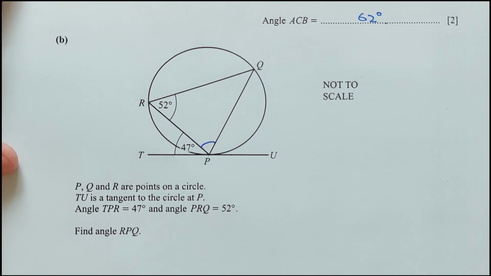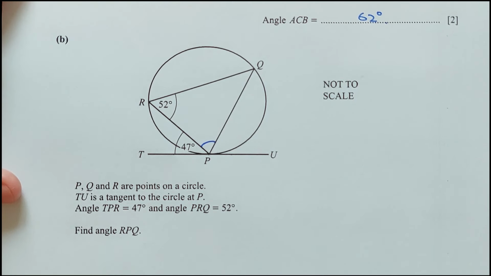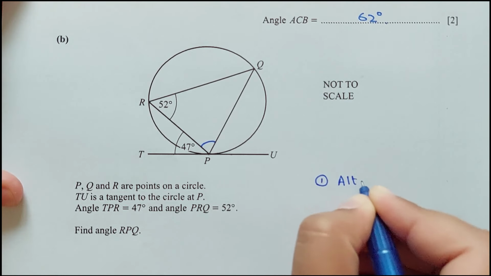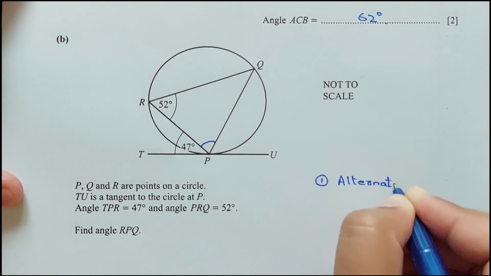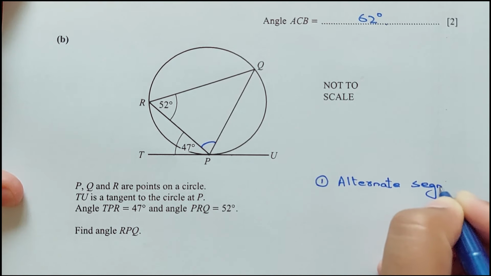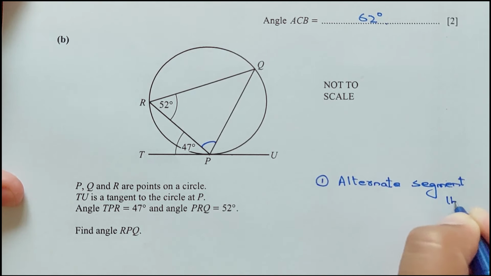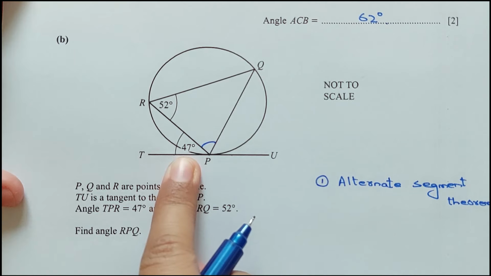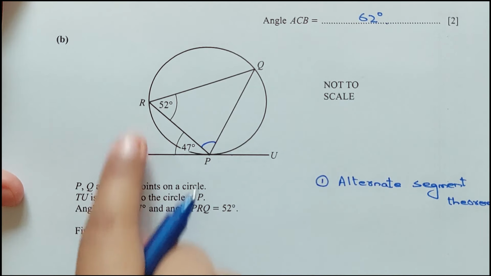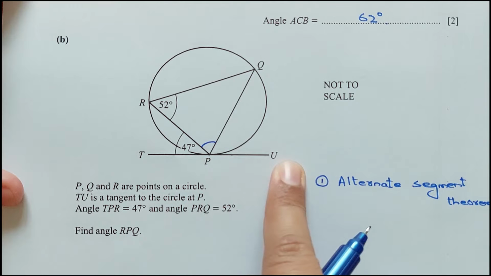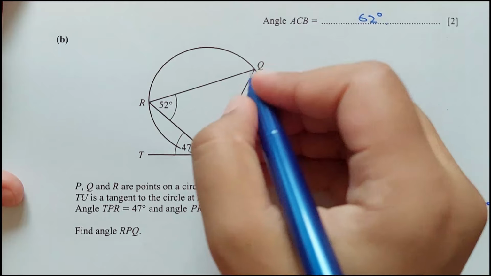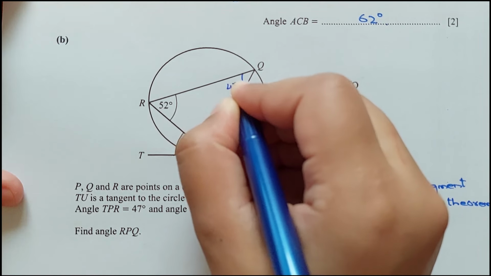So here we have to use the concept of the alternate segment theorem. The first concept we're going to use is the alternate segment theorem. According to the alternate segment theorem, 47 is the angle made between the chord and the tangent. The angle between the chord and the tangent is equal to the angle in the alternate segment. This is also equal to 47 degrees.